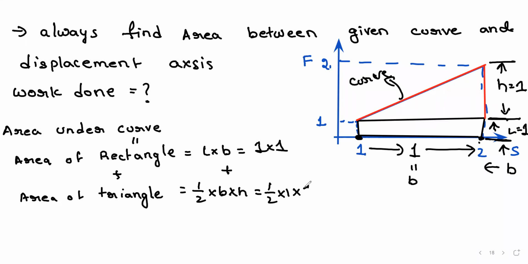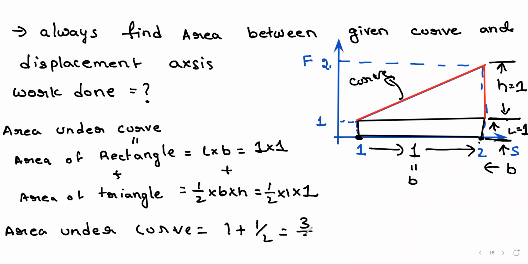We'll put 1 here, right? So what is 1 into 1? 1. Then 1 plus 1 by 2, which is 3 by 2. So what is the answer? 3 by 2 joule. Okay, everyone clear? Yes, sir. Or you can write this 3 by 2 as 1.5 joule.